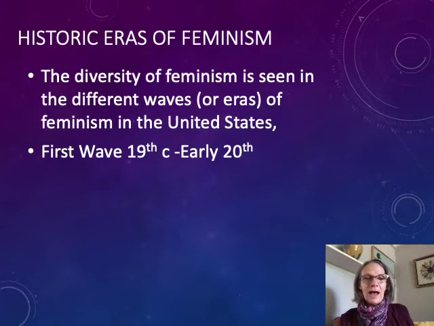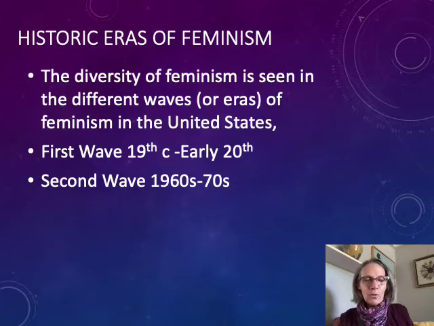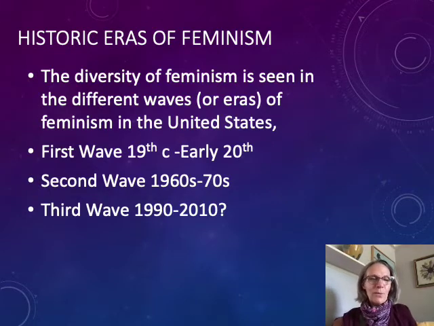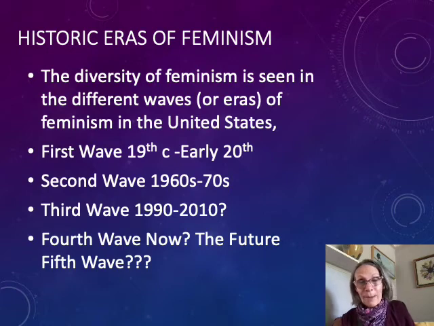And so the diversity of feminism is seen in the different waves or eras of feminism within the United States. The first wave of feminism is from the late 19th century, or really the mid-19th century, to the early part of the 20th century. Then the second wave is from the 1960s to the 70s. Third wave is from the 1990s into the 2010s. Fourth wave, maybe we're in that now. We might even be seeing the cusp of the fifth wave, okay? So let's take a look at each of these waves in more detail.